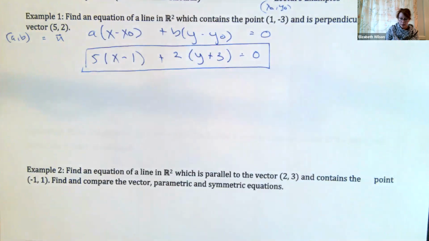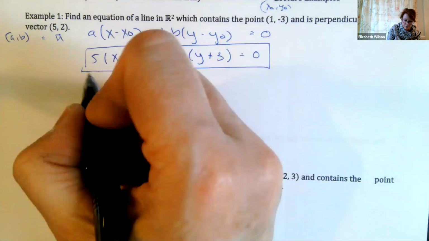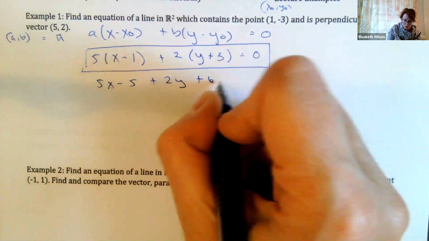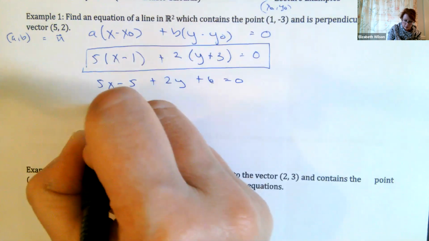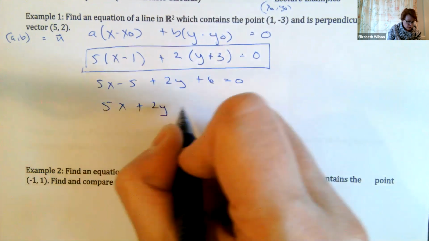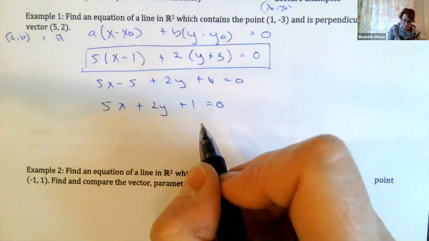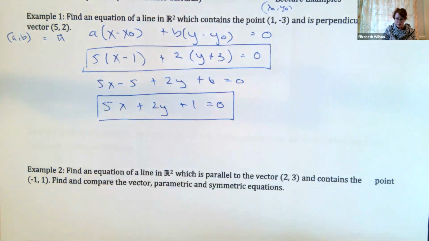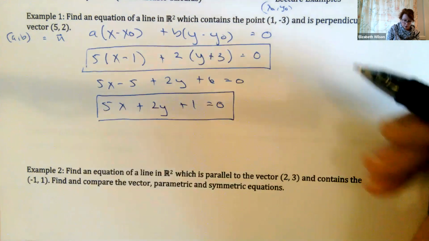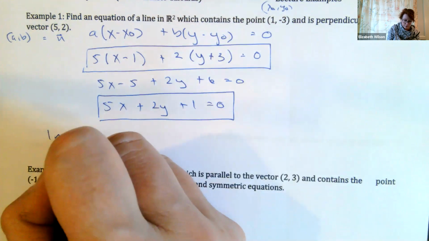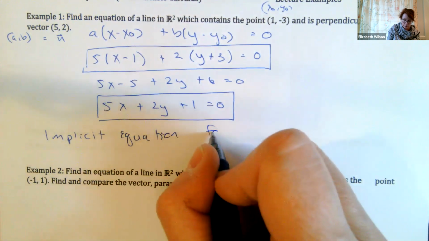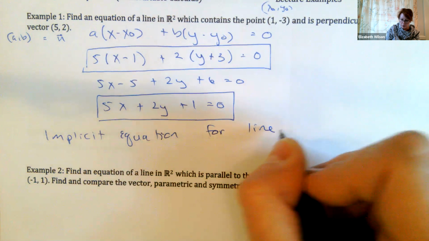Or I'm going to distribute this out. So you can see 5x minus 5 plus 2y plus 6 equals 0. So this is going to look like 5x plus 2y plus 1 equals 0, or I can subtract the one on the other side. Both of these are totally fine. So this is what we call an implicit equation for a line. And you can do this in R2.